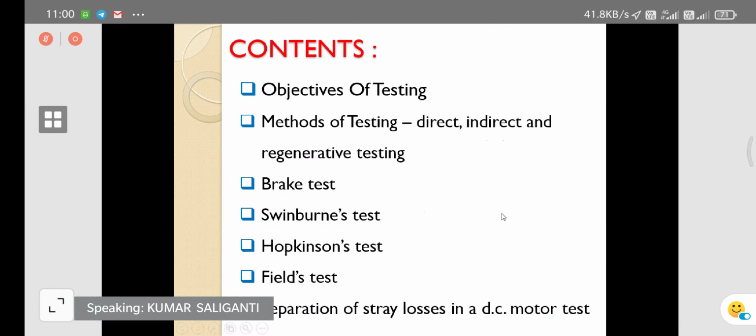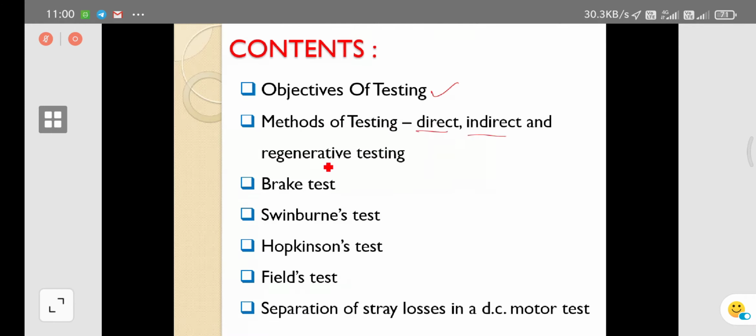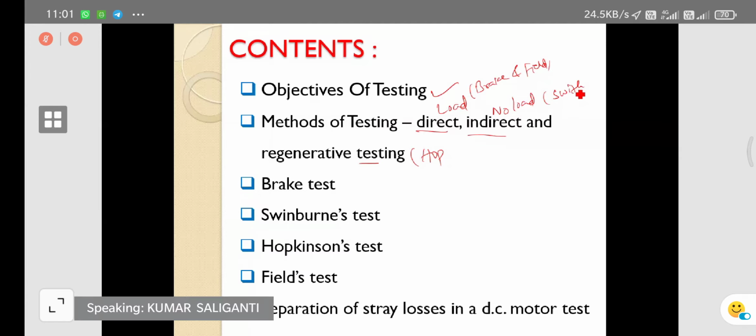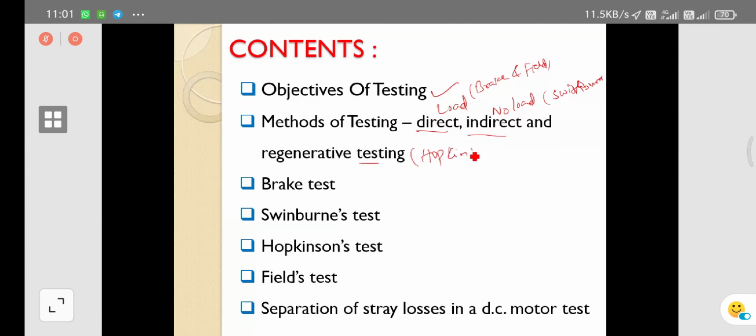Already we have discussed the objective of testing and methods of testing: direct method, indirect, and regenerative testing, where there is the Hopkinson test. Direct method means there is the load test, and no load like the Swinburne test. Load means there is the brake test and the field test. No load is the Swinburne test, and this is the Hopkinson test. Brake test, Swinburne test, Hopkinson test we have discussed, and the field test also. That is the load test.